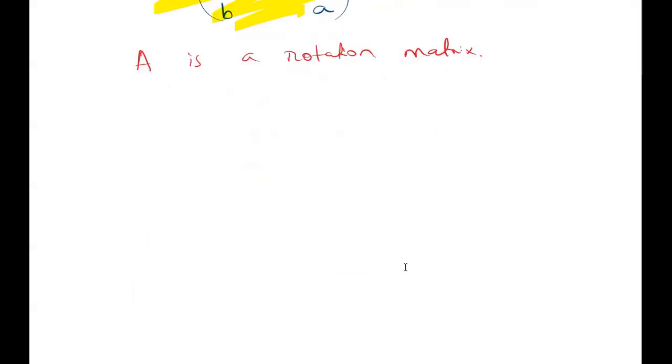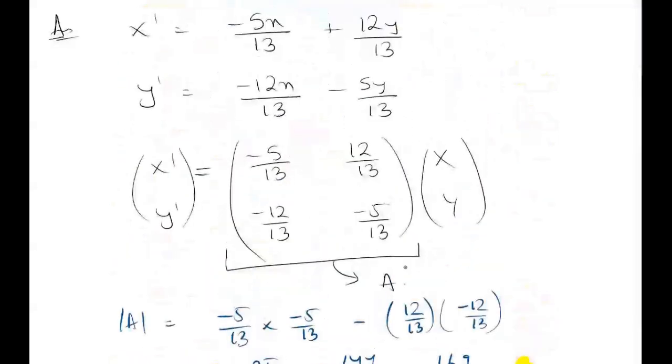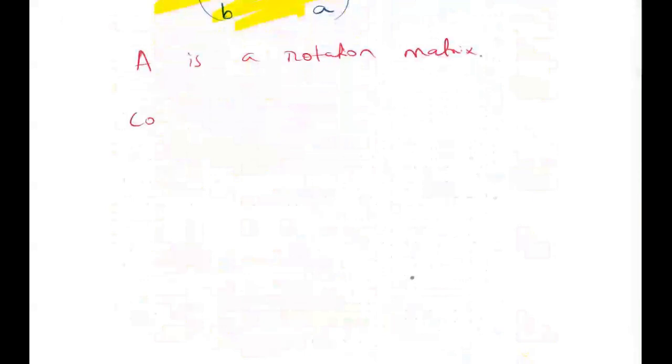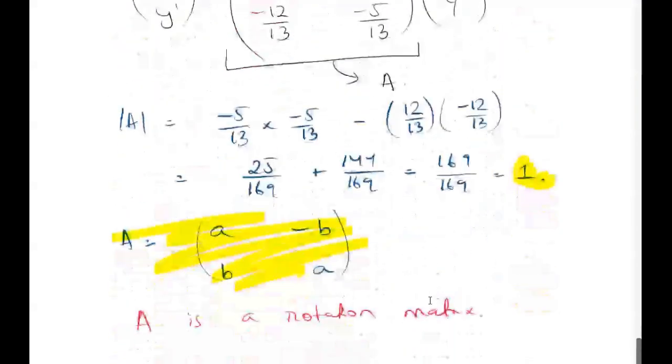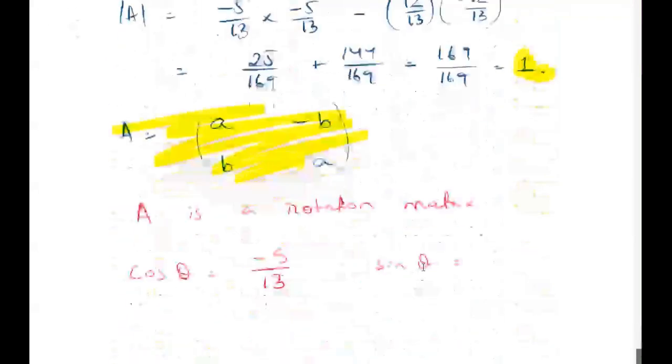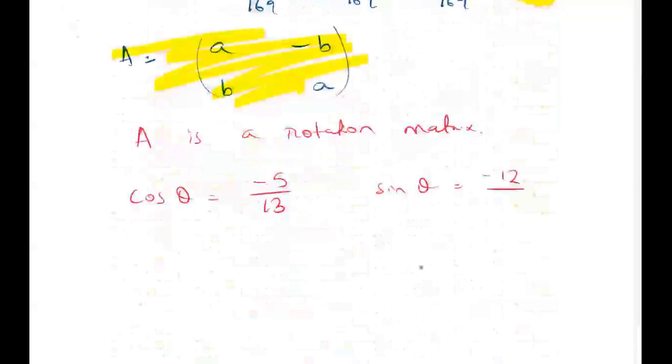What next? I can clearly see that cos theta is equal to minus 5 by 13 and sine theta is equal to minus 12 by 13. Using these two pieces of information, I can say that theta lies in the third quadrant, since cos is negative and sine is also negative.